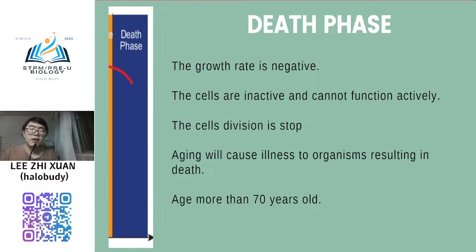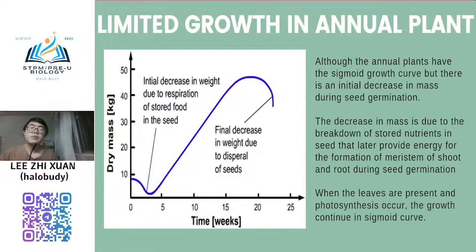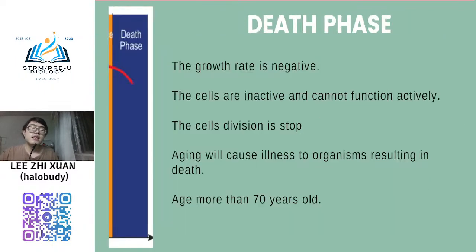meaning that this is the stage when people will start to die. Some diseases start to come out, like cancer or elderly diseases. Your growth rate starts to become negative, your organs start to be unable to function anymore, and finally the person will die. Okay, so this one is for humans.